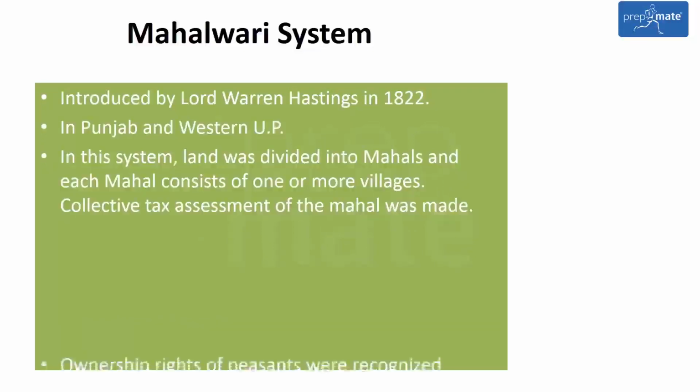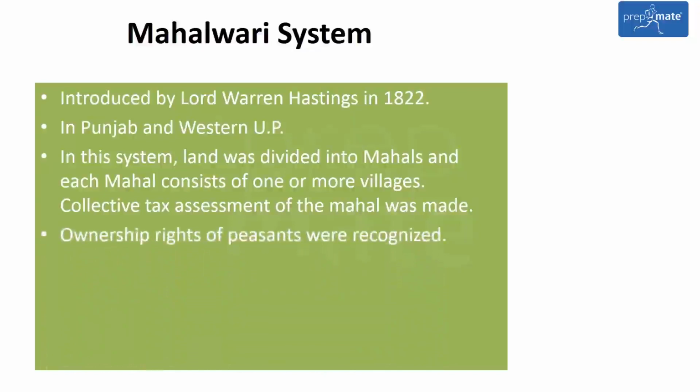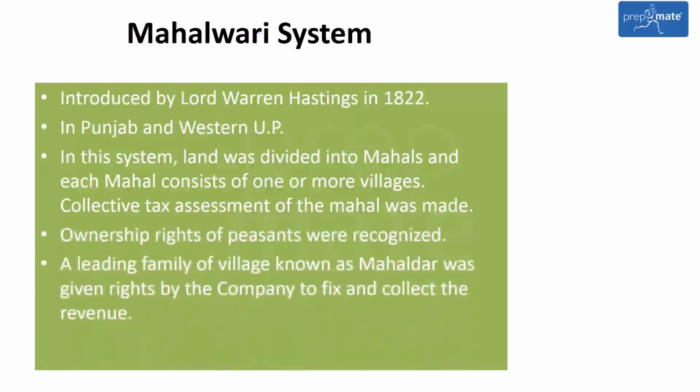The ownership rights of peasants were recognized, but a leading family of village known as Mahaldar or Nambardar was given rights by the East India Company to fix individual share and collect the land revenue. Sometimes Mahaldars used to exploit peasants and fix the share of land revenue arbitrarily.